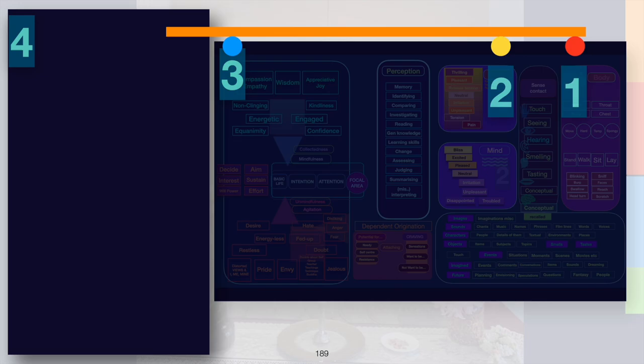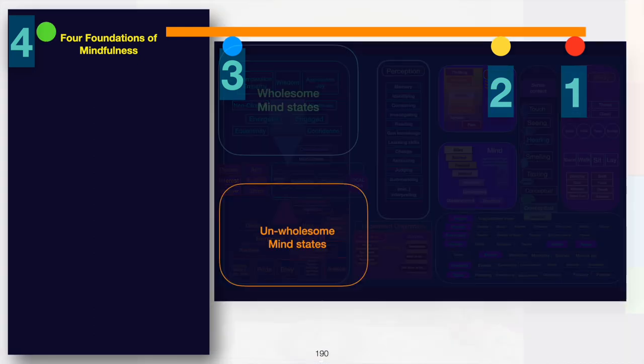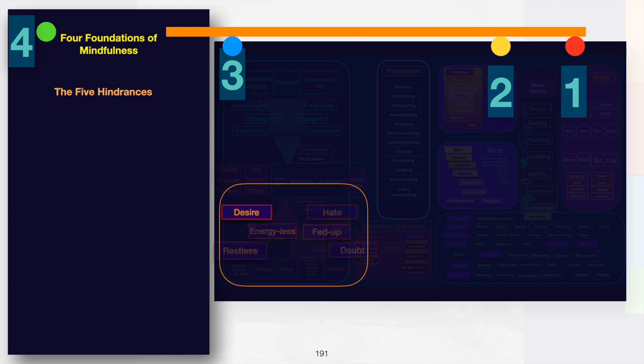Okay, let's move on to another topic we're going to be covering today, from the fourth foundation of mindfulness, the five hindrances. The fourth foundation of mindfulness has a great deal of content in it. We're going to be looking at some of the unwholesome mind states categorized, and they are known as the five hindrances. Let's take a look at those. First one, kamachanda, desire. Second one, hatred.